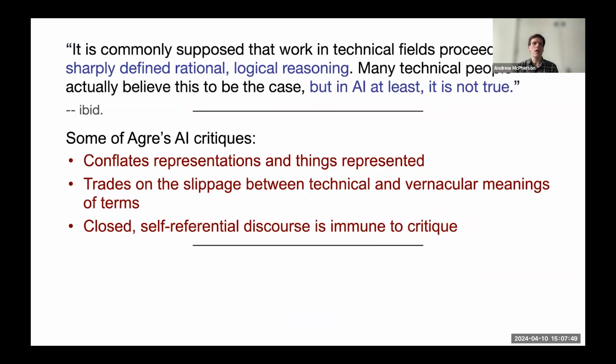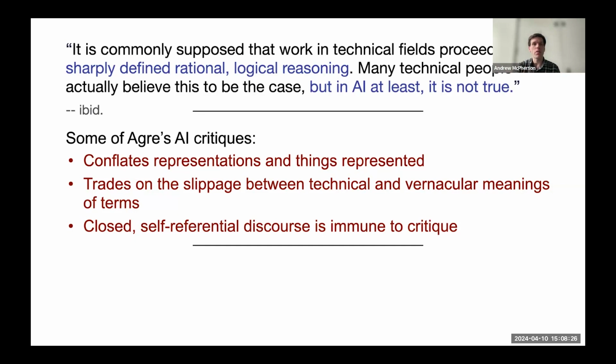Now, Agre's main preoccupation is around the AI discourse of the 80s and 90s, although I think a lot of it is really prescient to where we are right now, both in AI again, and also in other areas. And he has a lot to say about the way that that kind of language was conflating representations with the things that they represent, and that there's a slippage between the technical and the vernacular meanings of terms that are simultaneously precise and vague at the same time, and that, I don't know, the political power of the AI discourse relies on that vagueness.